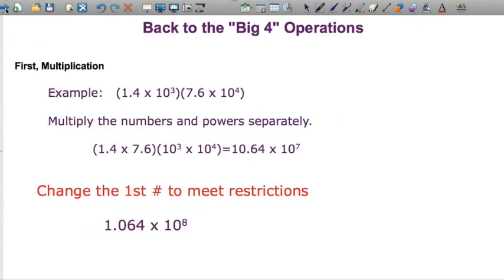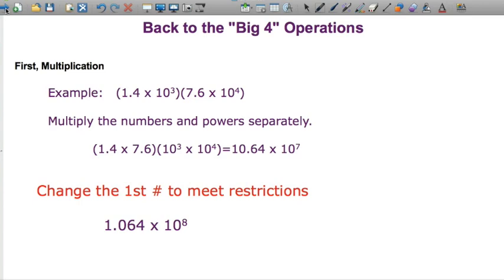So now that we're there, let's go back to talk about the big 4 of operations. First, we're going to be talking about multiplying in scientific notation. So for example, if you had 1.4 times 10 to the third times 7.6 times 10 to the fourth, these are pretty large numbers. You don't want to do this number out by hand. There's going to be a lot of zeros. Eventually it'll lead to a lot of crying.